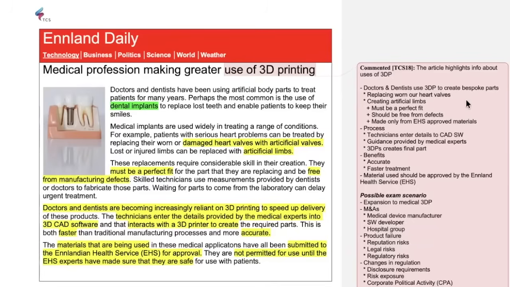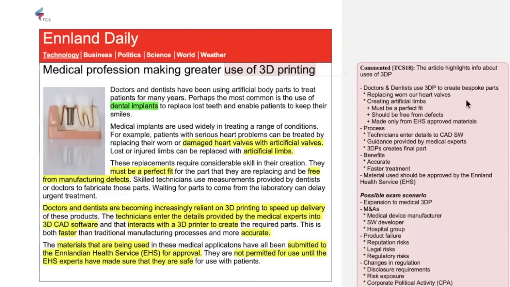And whenever 3D printing is used in a medical setting, these 3D printed body parts should be of perfect fit, should be free from any type of defects and should be made out of raw materials which are EHS or Inlandian Health Service approved, because we are dealing with body parts. You cannot just 3D print them utilizing any type of raw material out there. Instead, you have to ensure that all types of raw material are vetted and approved by the EHS.